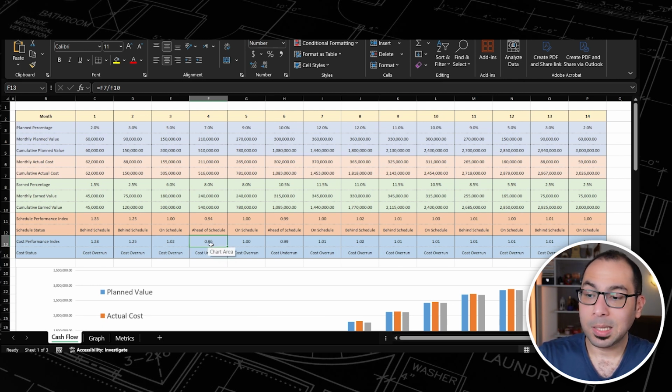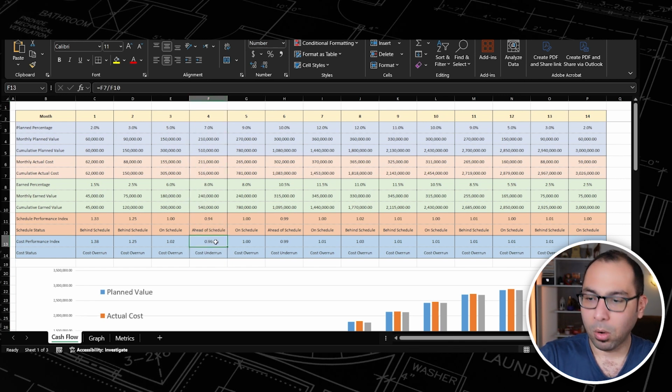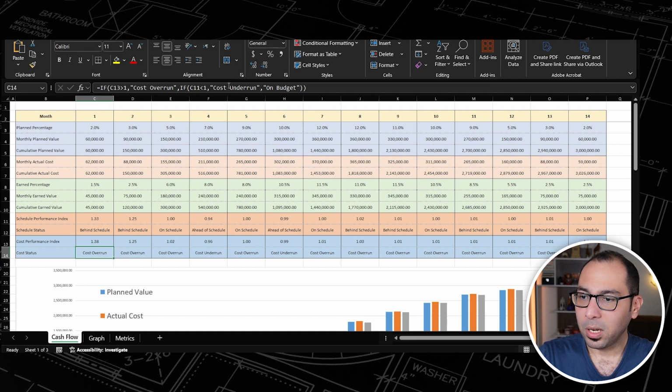Month number 4, it is less than 1, it is 0.96, which means that I am having cost underrun. So here in month number 4, we started again to optimize our cost performance and start to become below our budget. In month number 5, we are still on budget, we can say, and here again we are having cost underrun, and so on. You keep controlling your cost, and here we have one Excel formula that is checking are we having cost overrun or cost underrun.